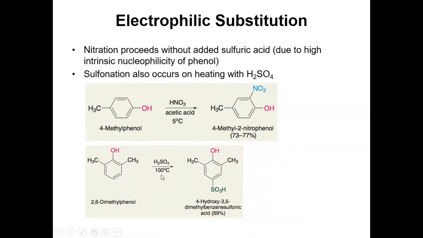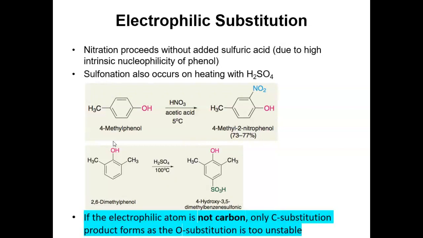So similarly, the sulfonation can also be done. You don't need SO3 to speed up the reaction because the OH group is an activating group. So anyway, if the electrophilic atom is not carbon-based, you always see C substitution, because the O substitution product is too unstable.